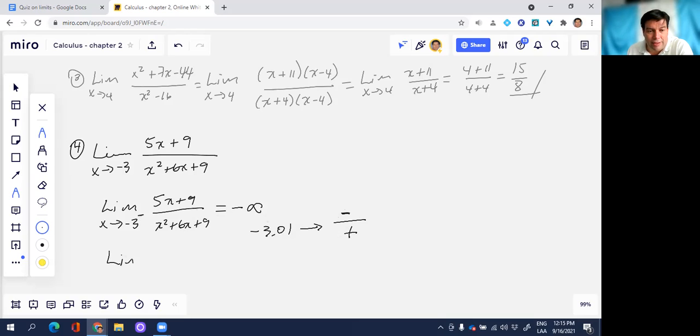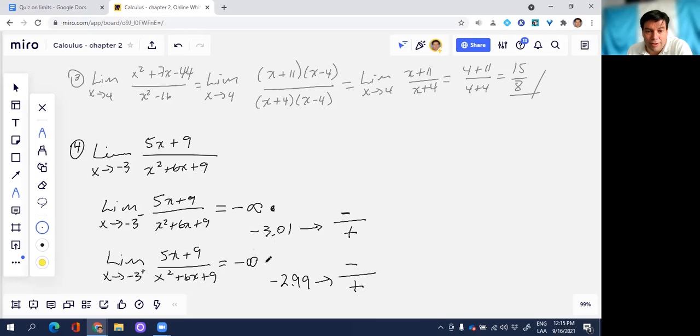If I try from the right, the limit as x approaches -3 from the right of the same expression, that's x squared plus 6x plus 9. I will try with -2.99. I know that the -6 is still negative, and I put in -2.99 here, and I did it in my calculator, and I also get a positive. Okay, so it's negative divided by positive, that is negative infinity.